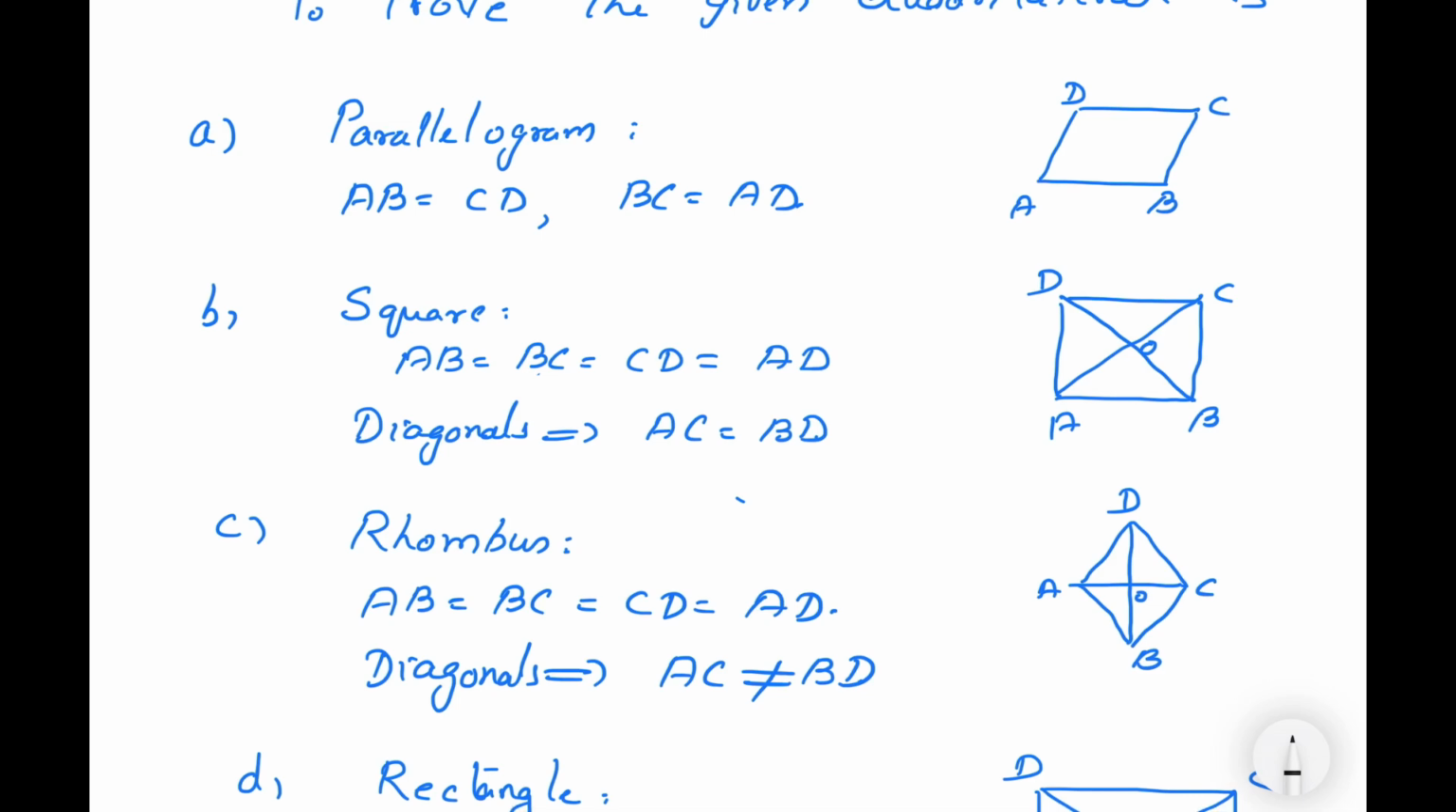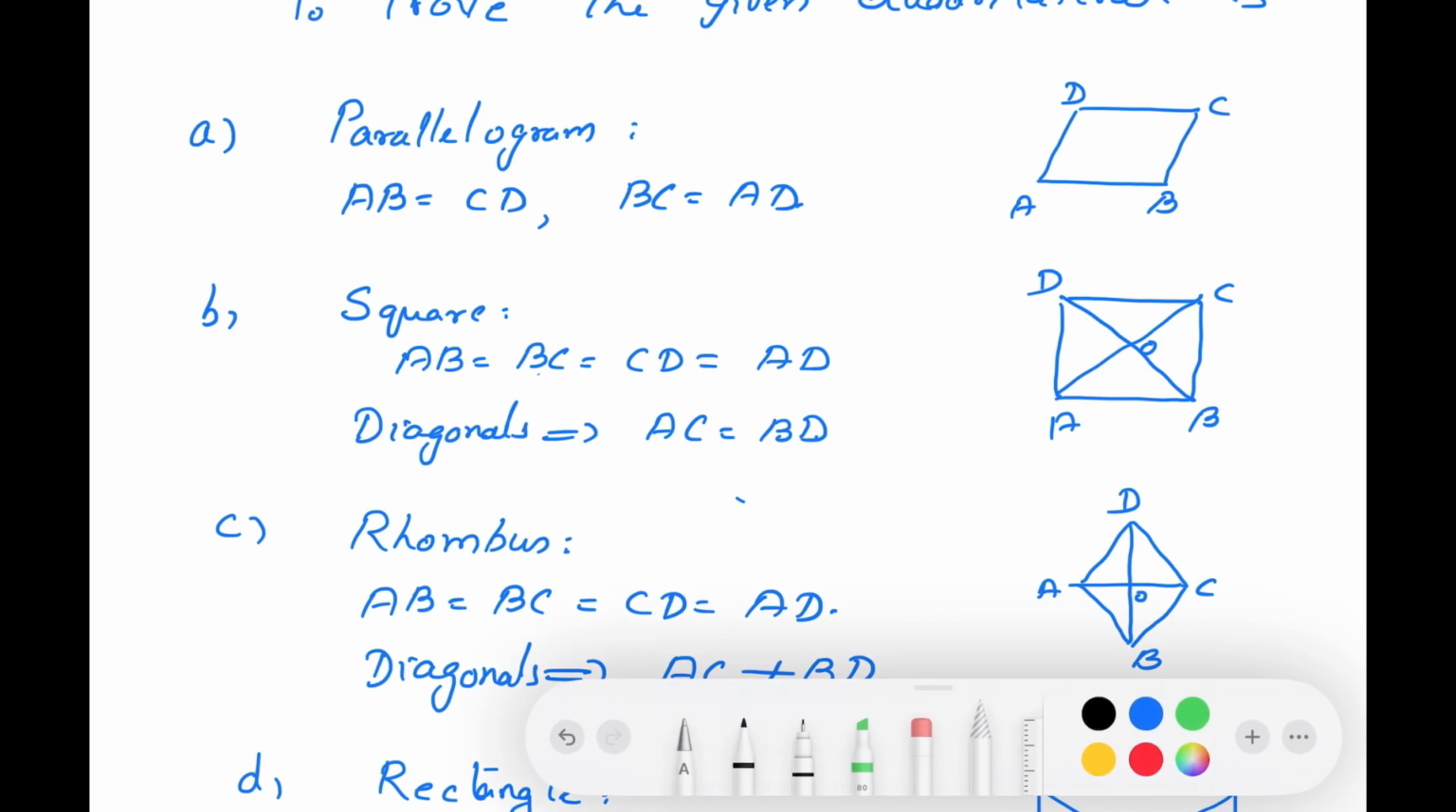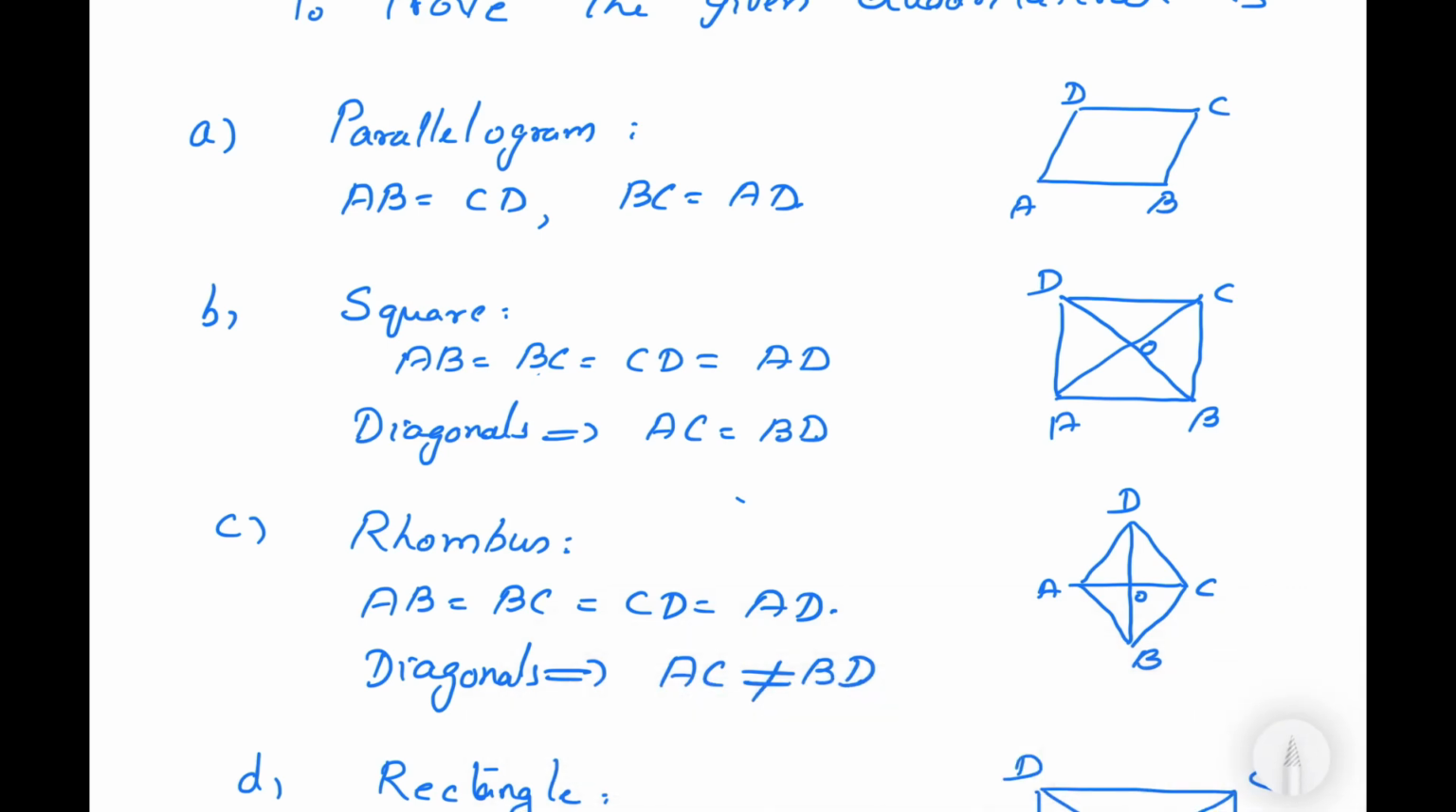Therefore AB is equal to CD, that is this AB equal to CD, and then BC equal to AD, we can prove this and this. So then you can say it is a parallelogram. To prove it is a square, you know in square all the 4 sides are equal. So that is what you are going to prove here. AB equal to BC equal to CD equal to AD, using distance formula all the 4 sides are equal.